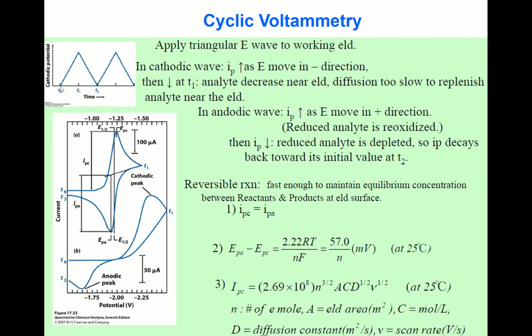You keep changing the potential linearly from one point to the other point, and then you scan back to the original point, and then you scan again, again. You can cycle the potential as many times as you want, and then you measure the current. Okay, this is cyclic voltammetry. So, seemingly, the simple technique gives us a lot of information about the system.